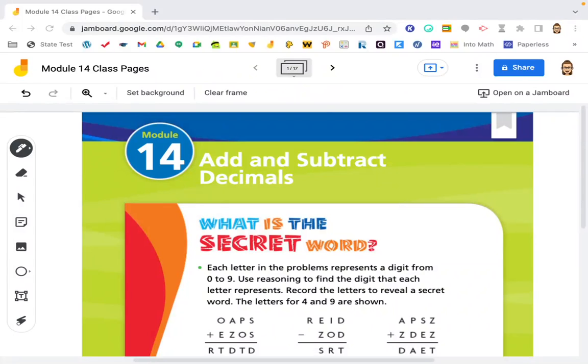So this says, what is the secret word? Each letter in the problem represents a digit from 0 to 9. Use reasoning to find the digit that each letter represents. Record the letters to reveal a secret word. The letters for 4 and 9 are shown.